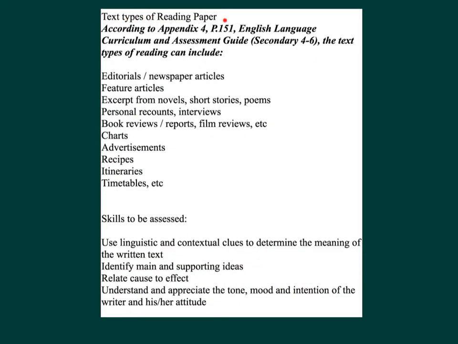Test types of reading paper. According to Appendix 4, page 151, English Language Curriculum and Assessment Guide, Secondary 4 to 6, the test types of reading can include editorials, newspaper articles, feature articles, excerpts from novels, short stories, poems, personal recounts, interviews, book reviews, reports, film reviews, etc., charts, advertisements, recipes, itineraries, timetables, etc.